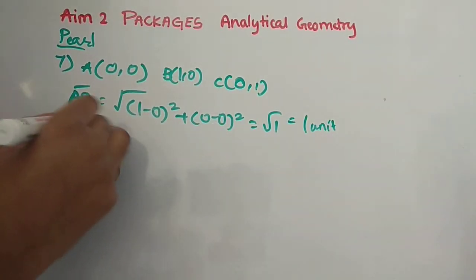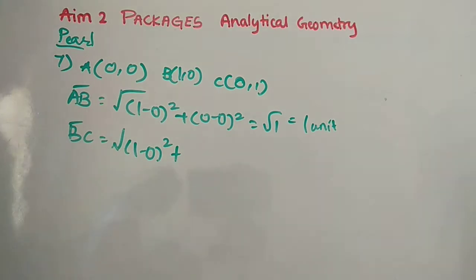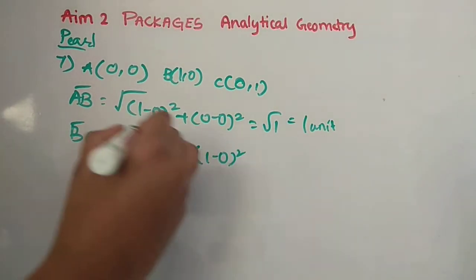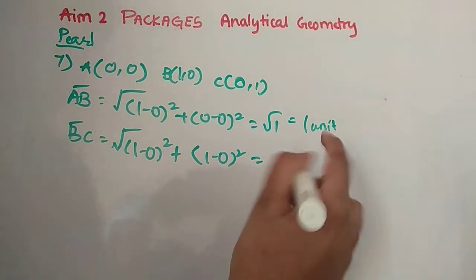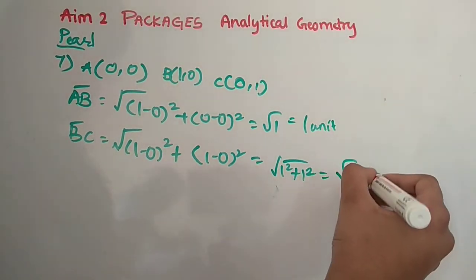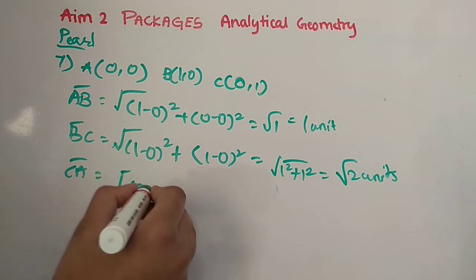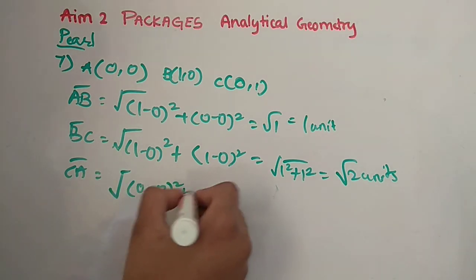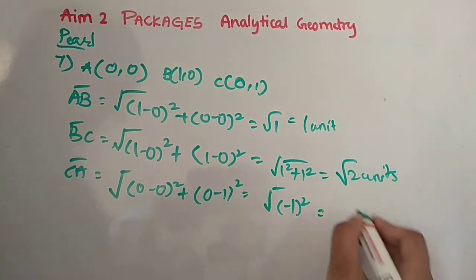Then BC. Here again root over (1 - 0)² plus (1 - 0)². So here 1² plus 1². Right, so what you have is 1² plus 1², which is nothing but root 2 units. Okay, next CA we will find. CA is root over (0 - 0)² plus (0 - 1)². That is nothing but root over (-1)². That is 1 unit.